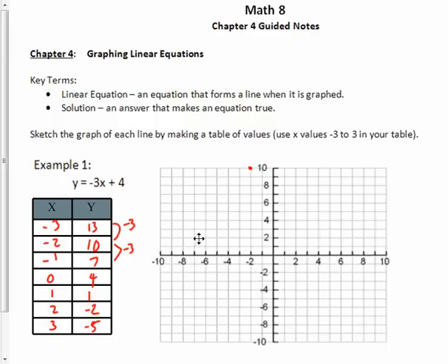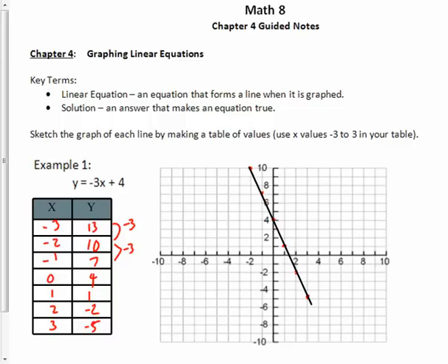Now we're going to go ahead and graph the rest of our points. So we have -1, 7, which would fit right there. 0, 4 goes in right there. 1, 1. And 2, -2. 3, -5. Then I'll use my line tool to draw this line in.